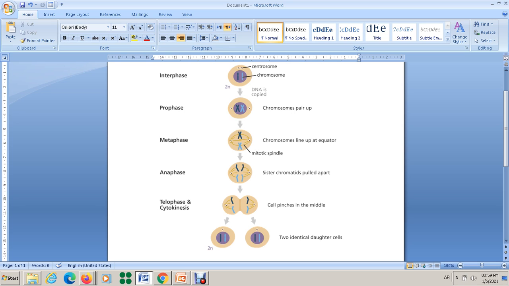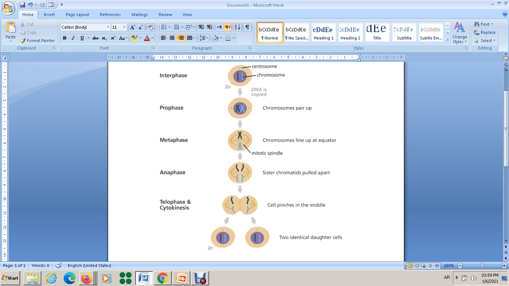Okay, let's ask some general questions to make sure that you understand the lesson. The first one: what are the three stages of the cell cycle? Interphase, mitosis, cytokinesis. What are the phases of mitosis? The phases of mitosis are prophase, metaphase, anaphase, telophase.